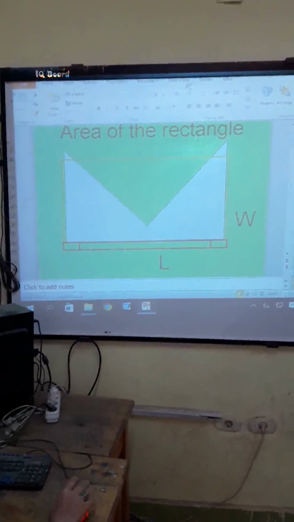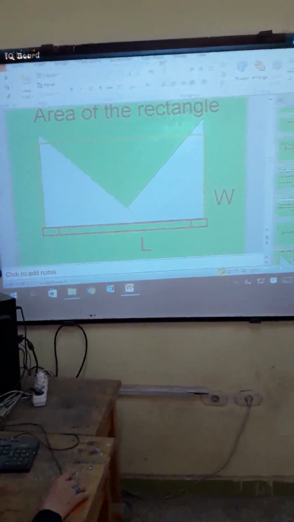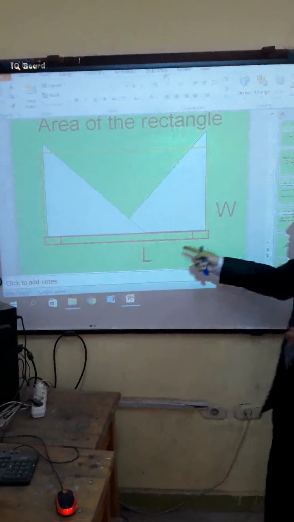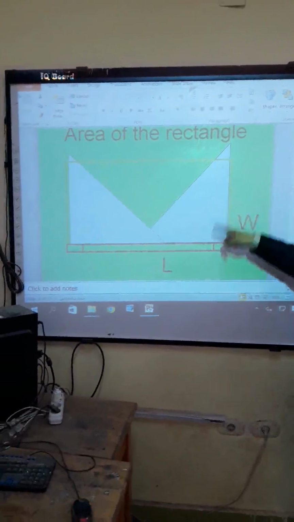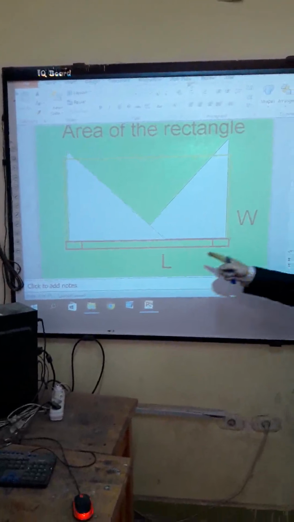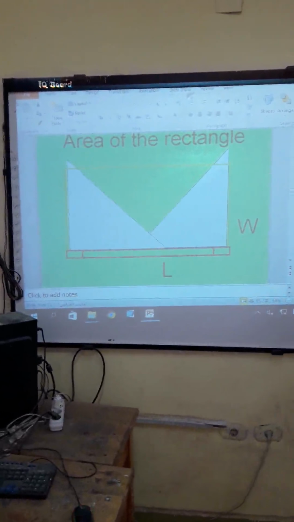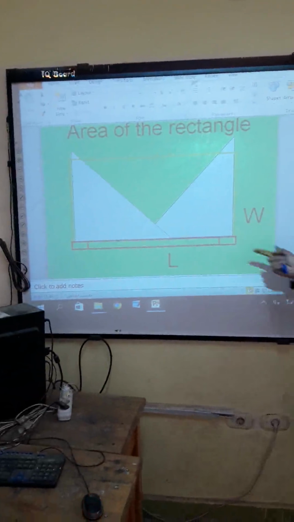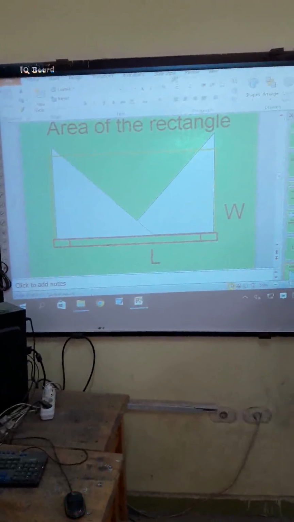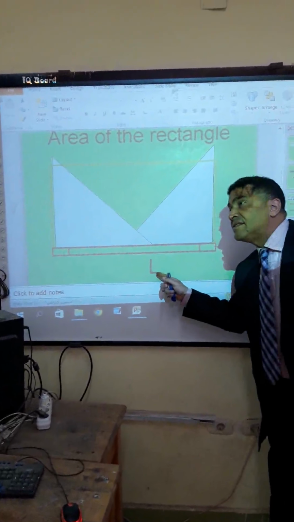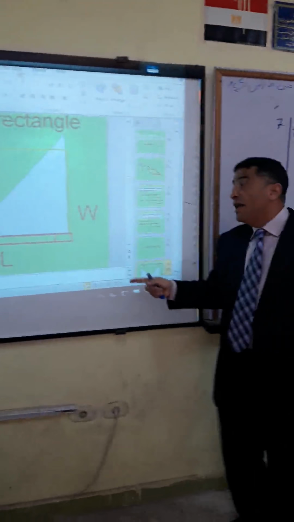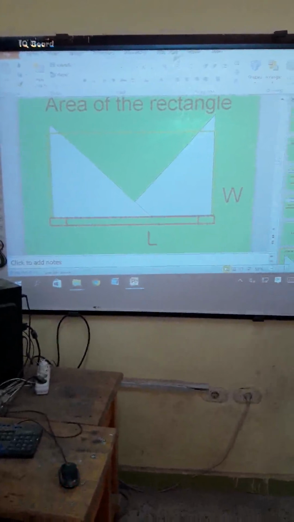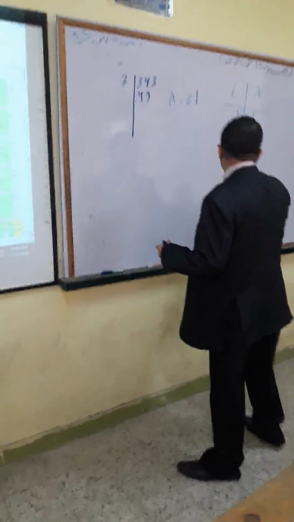Area of rectangle. The rectangle has 2 dimensions, length and width. The rectangle is a parallelogram, a special case of a parallelogram. Area of a parallelogram is base times height. But here the base is the length and the height is the width. Then area of rectangle equals length times width.